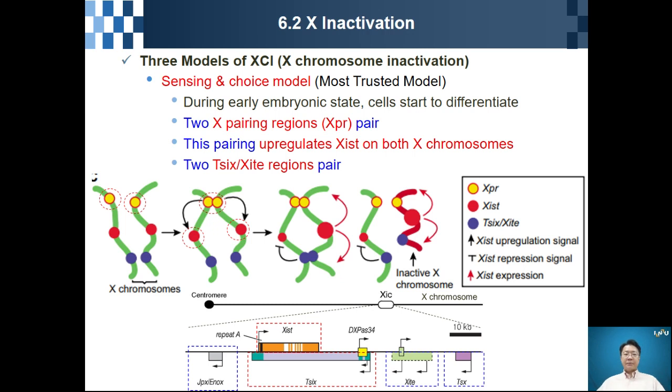At that time, there are two TSIX and XITE regions. This region is the Xist region. Next to the Xist region, there are the TSIX and also XITE regions. These regions pair with each other. The two TSIX and XITE regions pair with each other. Okay.